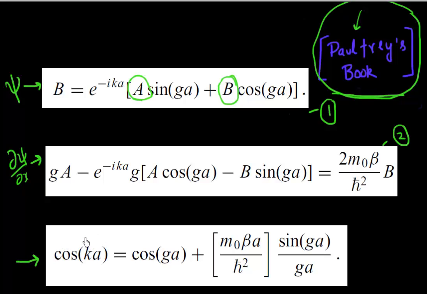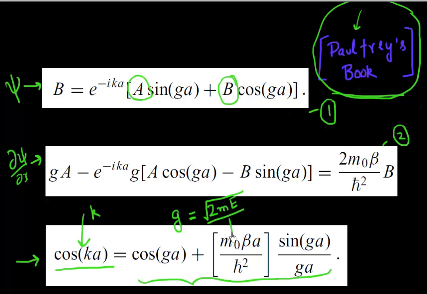So if you look at the left hand side, this is essentially a relation just in terms of k, versus if you look at my right hand side, this is all related in terms of g. And g, as we postulated earlier, was related to my energy in this particular fashion.